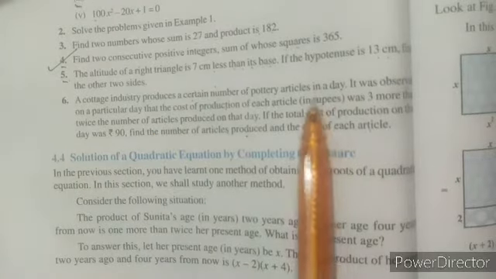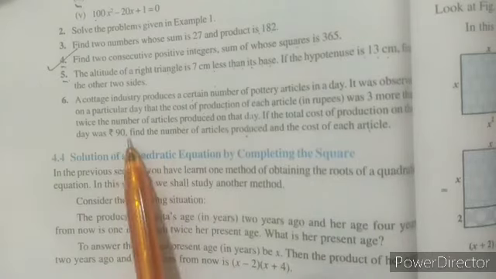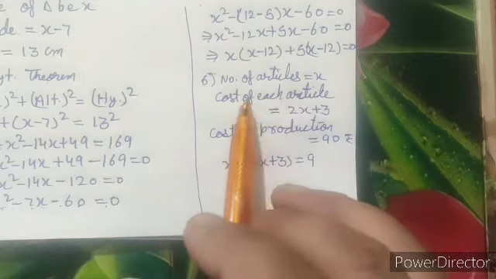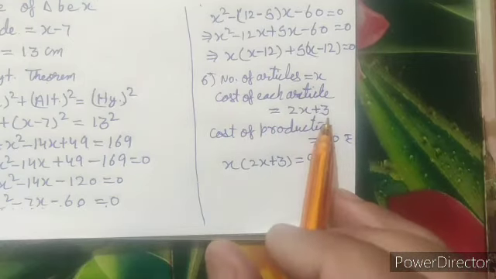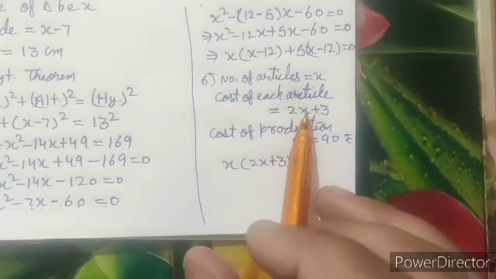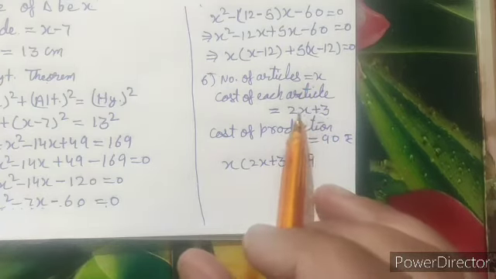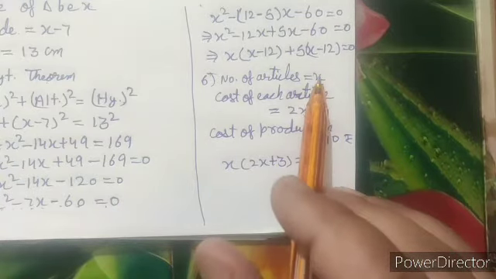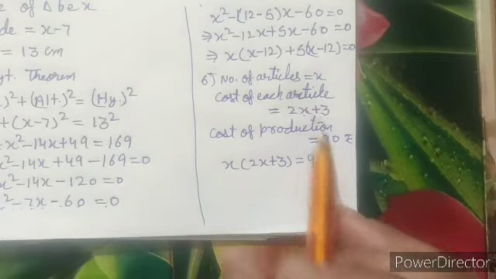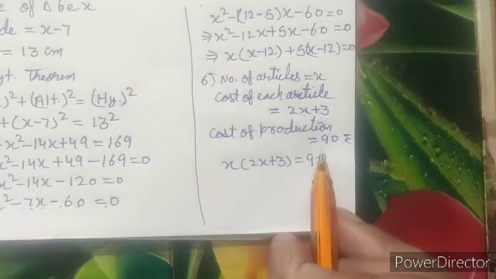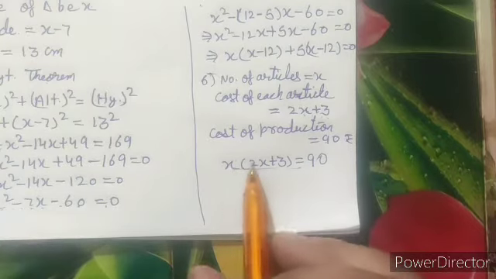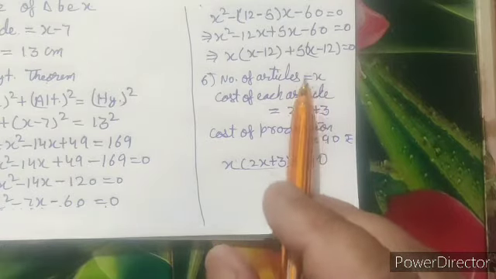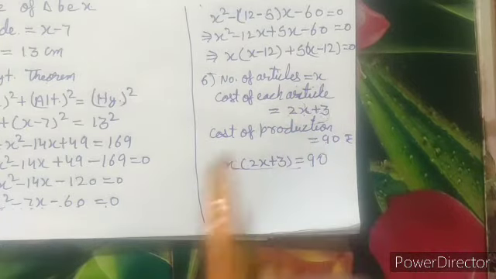And the product of those two will give us the total cost, and that was rupees 90. Now we have taken the number of articles as x, and the cost of each article was 3 more than twice the number of articles. Twice the number of articles means 2x, and 3 more than it will give us 2x plus 3. Now the cost of production is rupees 90. That means the number of articles into the cost of each article will be equal to rupees 90. And after that we can find the value of x and 2x plus 3 to get the number of articles produced and the cost of each article.